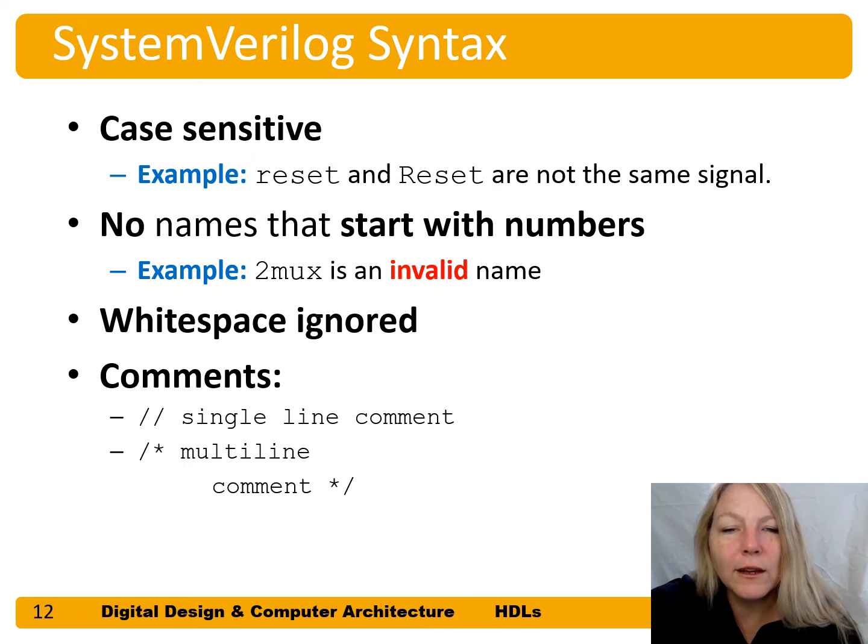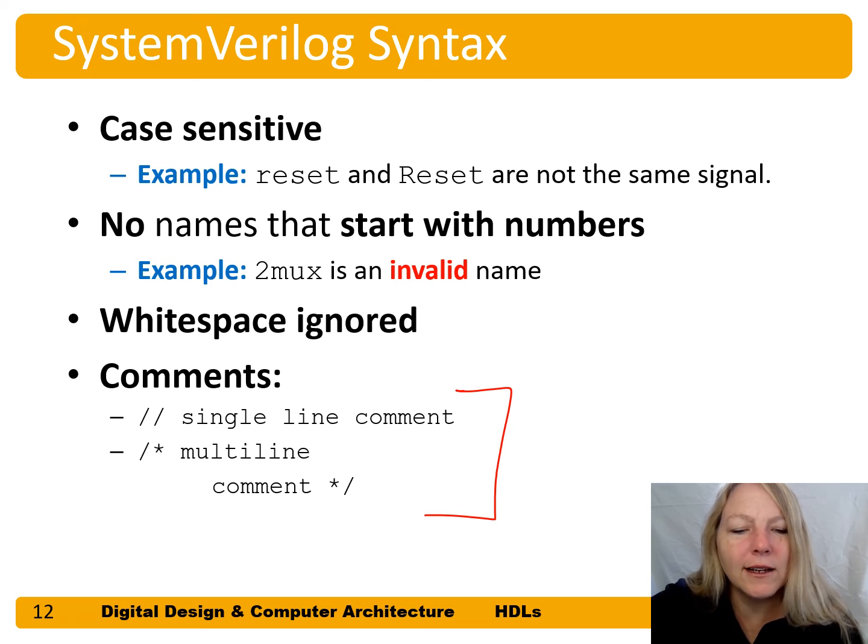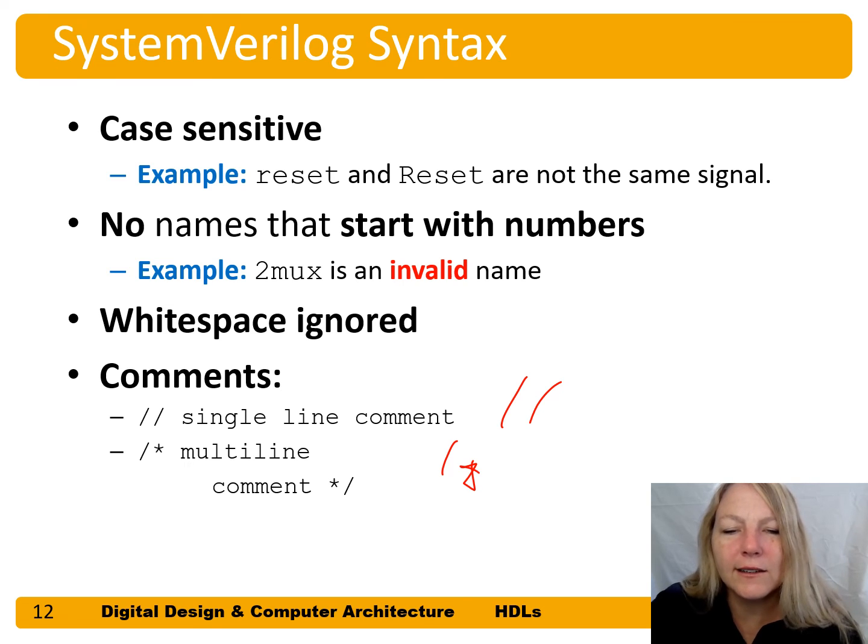No names can start with a number. So for example, 2mux would be an invalid name because it starts with a number 2. Mux2 would be valid, but not 2mux. White space is ignored, and we can write comments, and should, in our SystemVerilog. A single line comment has 2 slashes at the beginning of the line, and a multi-line comment has a slash and a star to begin it, and a star slash to end that comment.